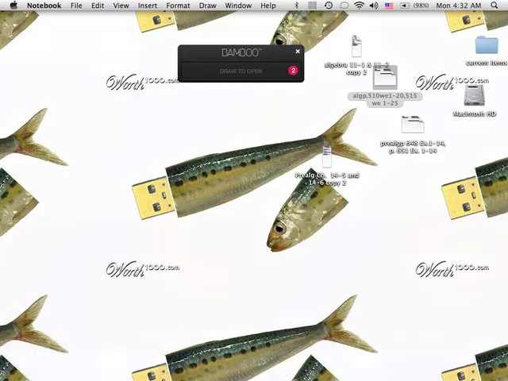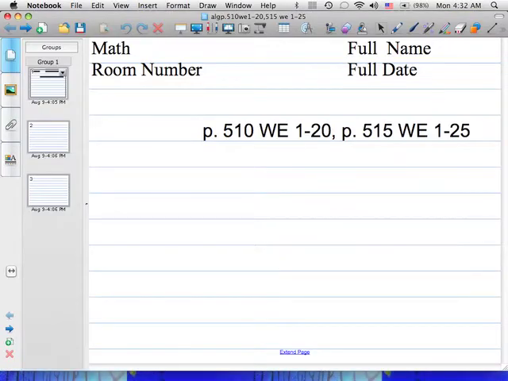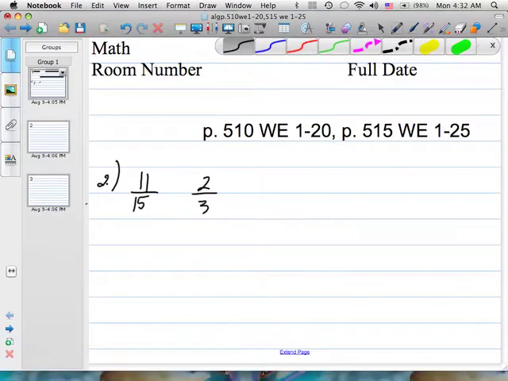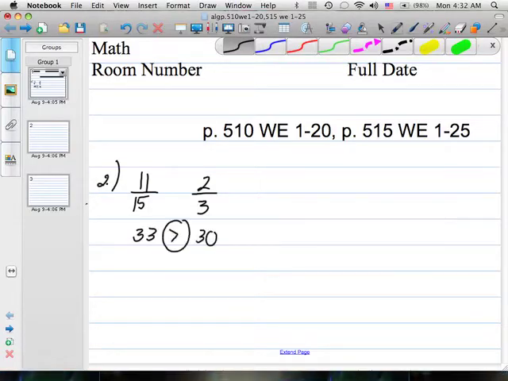So turn your books to 510. We're doing 1 through 20. We're to replace the blank with less than, equal to, or greater than to make the statement true. So we have 11/15 is what compared to 2/3. We use our cross products. We get 33 compared to 30, and it's going to be greater than.